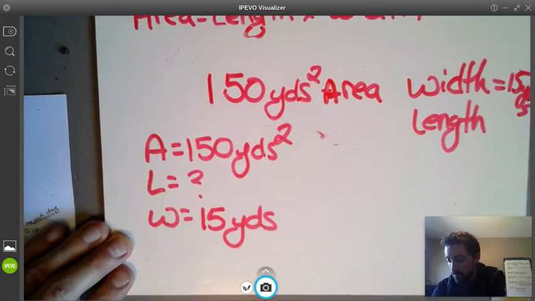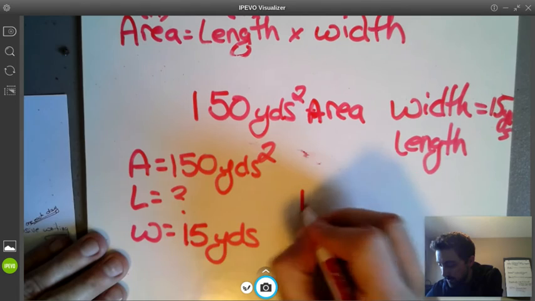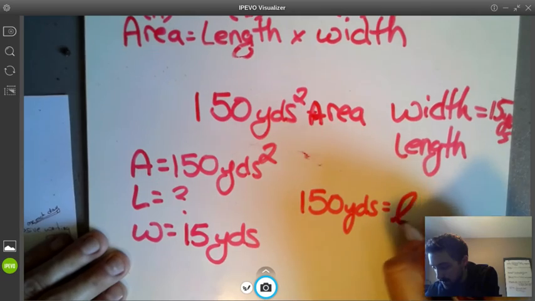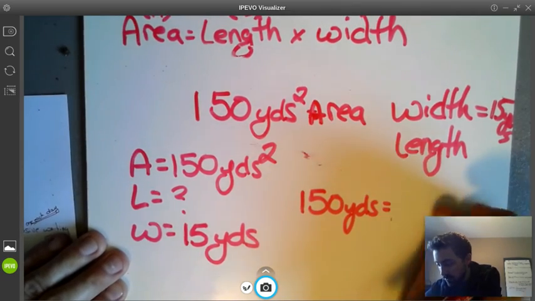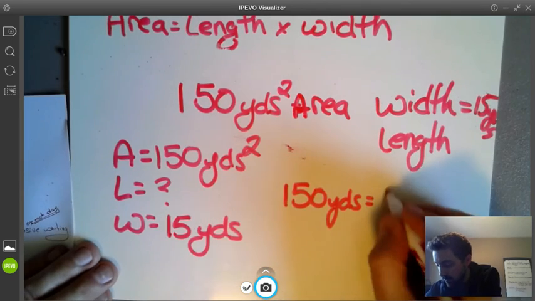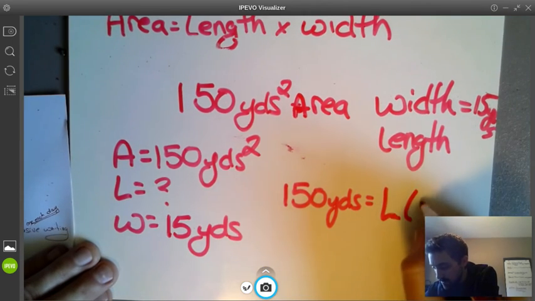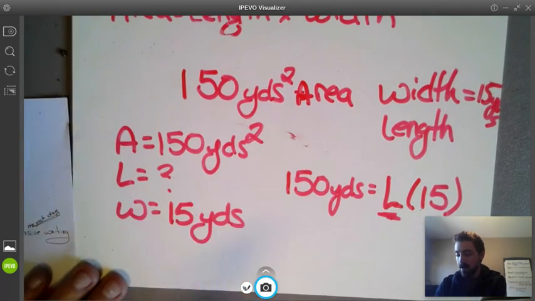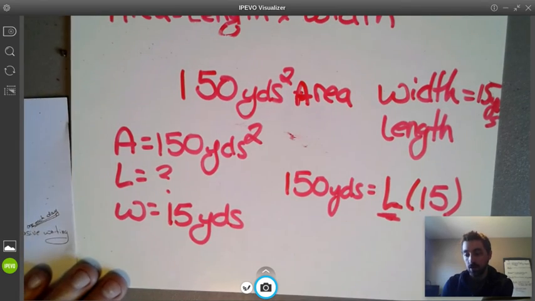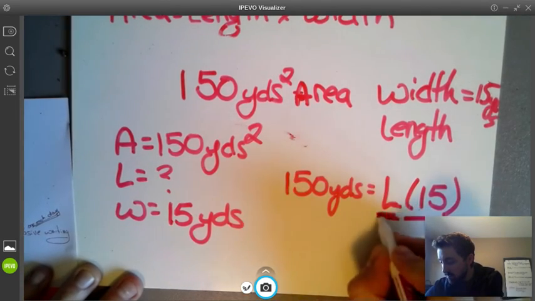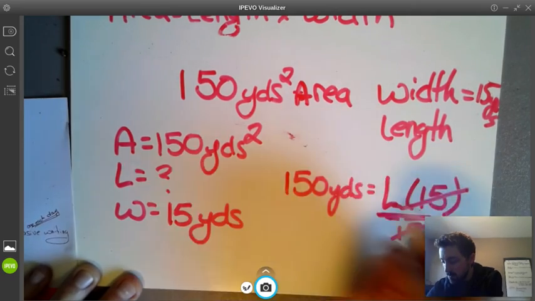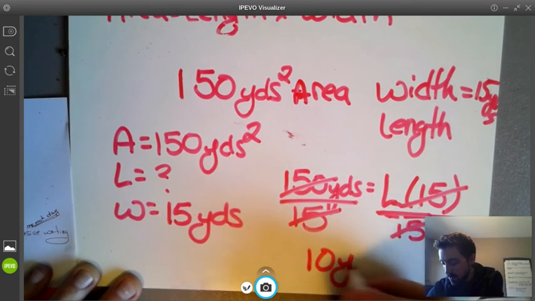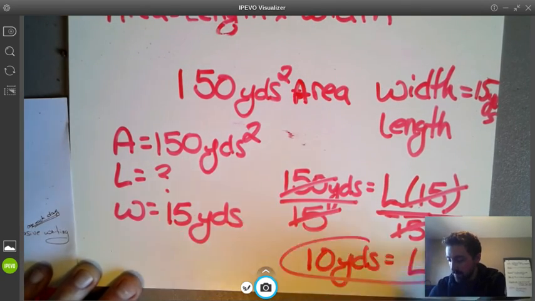So we put it all into the equation. Area is equal to 150 yards squared, which is equal to length, L, times 15. So again, we have to isolate this L, this length, because we want to get it on its own to see what its actual measurement is. So we divide both sides by 15 to cancel it out. Divide this side by 15, and that gives us 10 yards is equal to L. So we know that the length of that pool would be 10 yards.